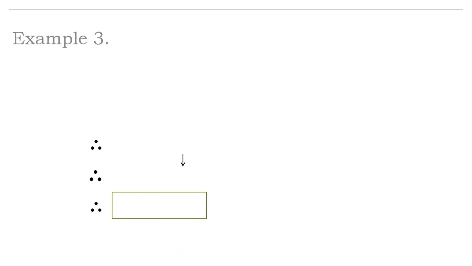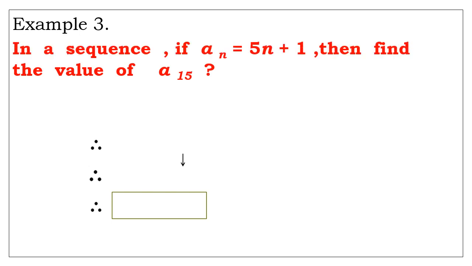Now take example 3. Question. In a sequence, if an equals 2n minus 1, then find the value of a15. Now here a15 is nothing but the 15th term. Now the required solution, the given sequence is an equals 2n minus 1. Now in the place of n apply 15.